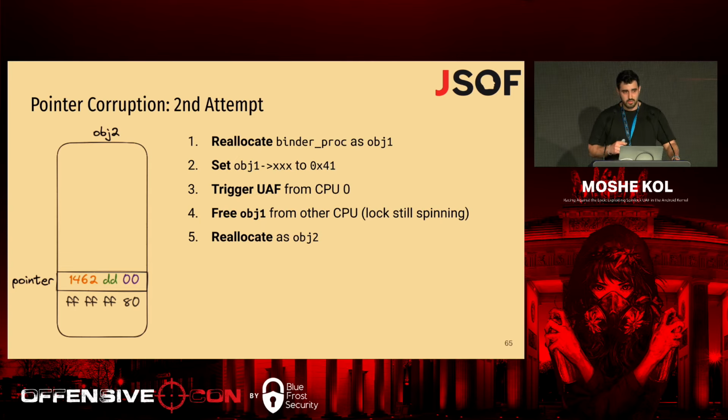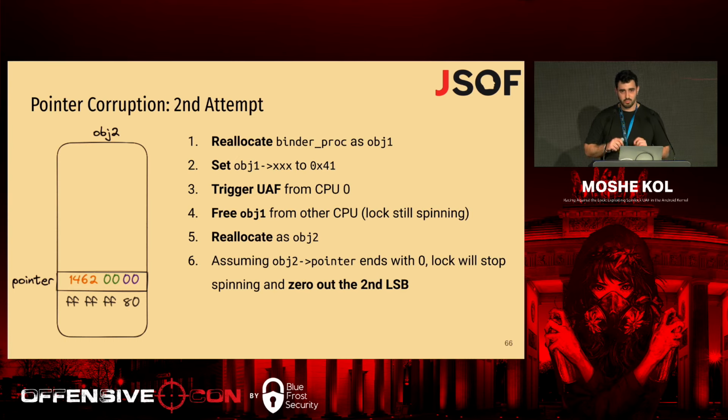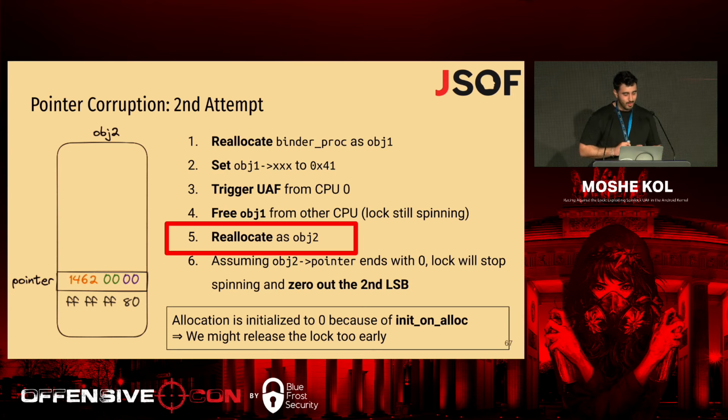And then we will reallocate as another object that has a kernel pointer at that spot. Now, if the kernel pointer has a least significant byte of 0, then the lock will stop spinning and will zero out the second least significant byte of this kernel pointer. So this brings us closer to the goal, but we still have a problem with this reallocation step because it so happens that Android uses the init on alloc kernel configuration, which means that every allocation is initialized to 0, even if it uses kmalloc. And of course, if it uses kzalloc or kcalloc, then the memory is initialized to 0. And this is a problem because the lock will see the memory being initialized to 0 before it will see the kernel pointer, so it will be released too quickly, so we won't get our corruption.